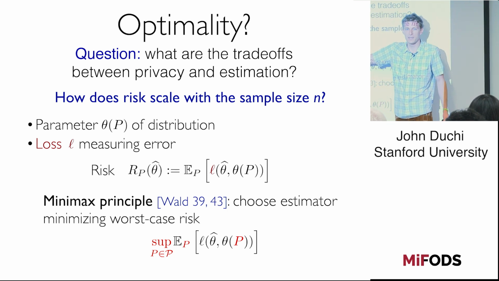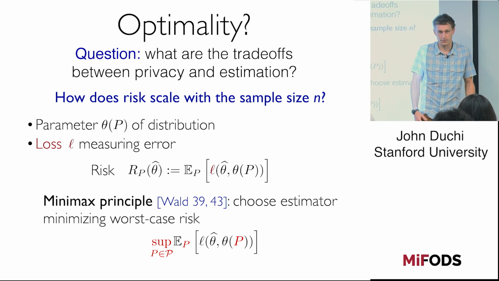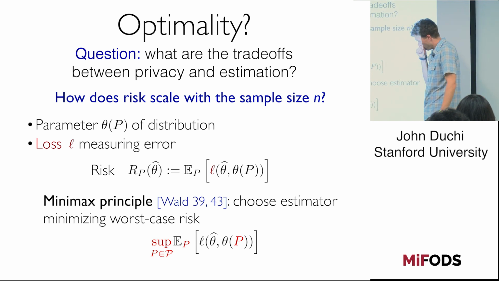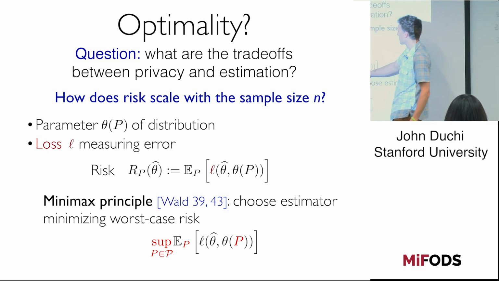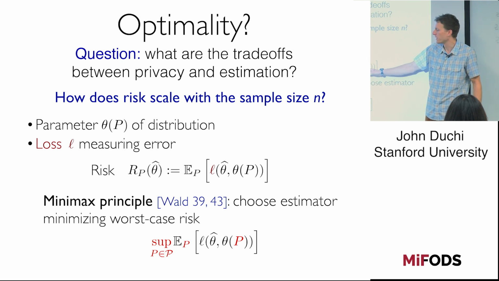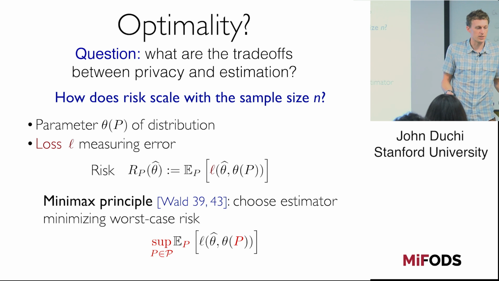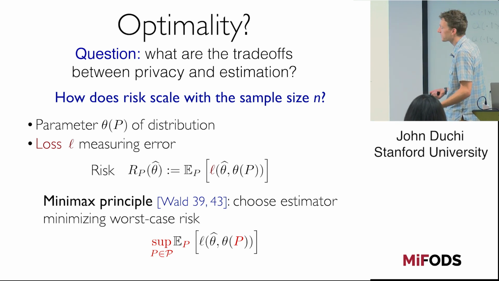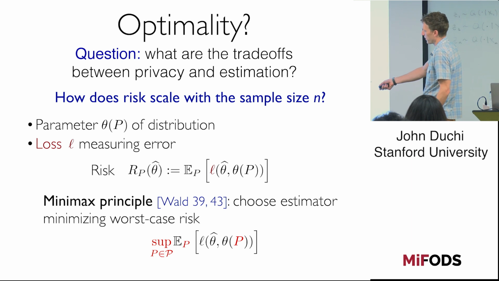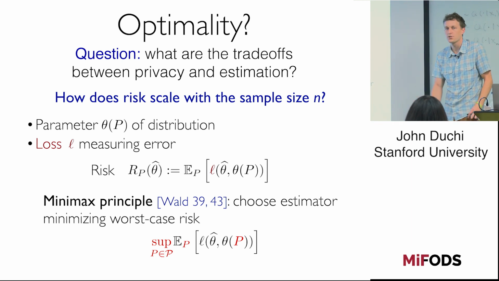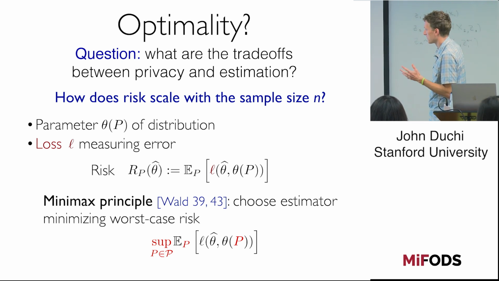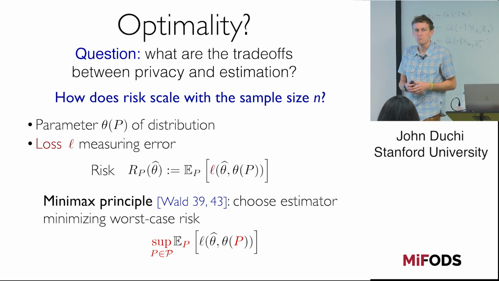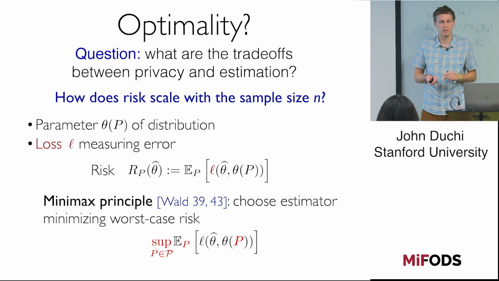And I have some loss, L, whatever it is, that measures my error. And I'm going to define the risk of my estimator, theta hat, for whatever population distribution P I have, to be the expected loss of my estimator, theta hat, when P is the true distribution. And then the minimax principle says that we'll measure the quality of an estimator by looking at its worst case risk. So I look at some family of possible populations, and I say I want estimators that do well for any possible population I might get. Let's measure things as the supremum risk. So that's the minimax principle. Choose an estimator that tries to minimize this.